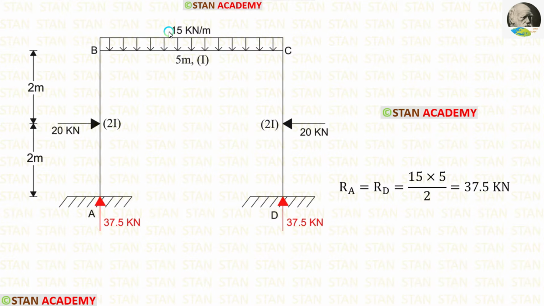To convert this UDL into point load, we have to multiply this 15 with the distance 5. When we do that, we will get the total load. To get RA and RD, we have to divide this total vertical load by 2. Finally, for RA and RD, we are getting 37.5 kilonewton.